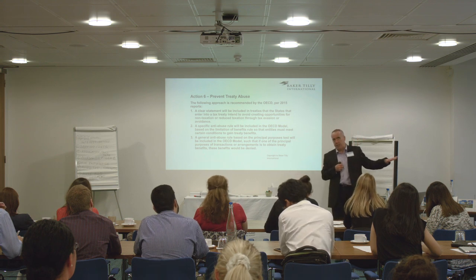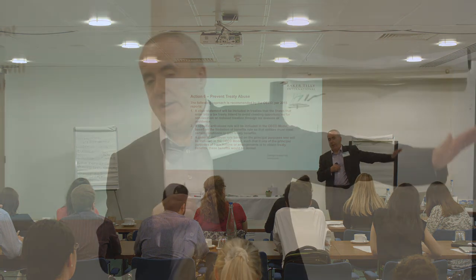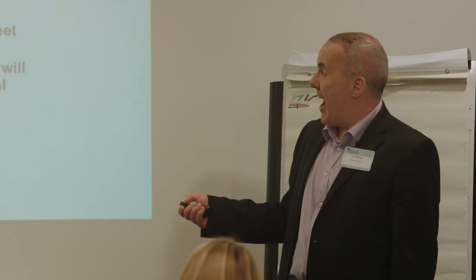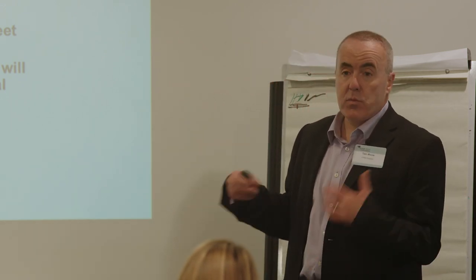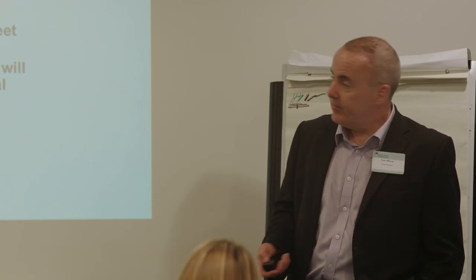A limitation of benefit rule is at the other extreme. I think it's very specific, and if you're within the definitions, so the benefit is limited, then you don't get the benefit, absolutely fine. Then the principal purpose test is a bit more than the deterrent. It's probably much more enforceable, but it's somewhere in the middle. But in terms of the actions, all of those will be things that will be appearing in double tax treaties, and that's what all countries are being encouraged to do.